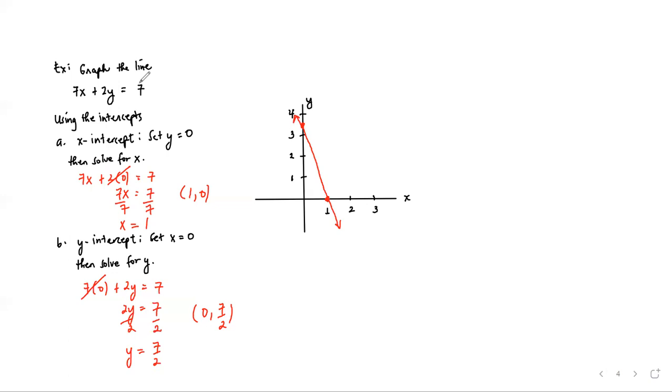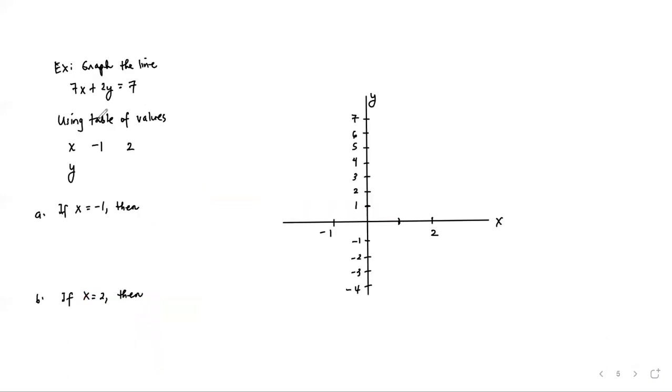Now let us graph the same line using a different process. So using the table of values, we can use any x value. So in here, we use x equals -1 and x is equal to +2. We substitute these values into the equation and then we solve for y. So for x equals -1, we have 7 times -1 plus 2 times y is equal to 7. Now 7 times -1 is -7, and then we have plus 2y equals 7. Transposing -7 to the right side, we get 2 times y is equal to +14.